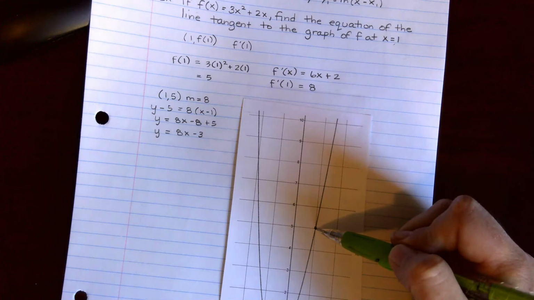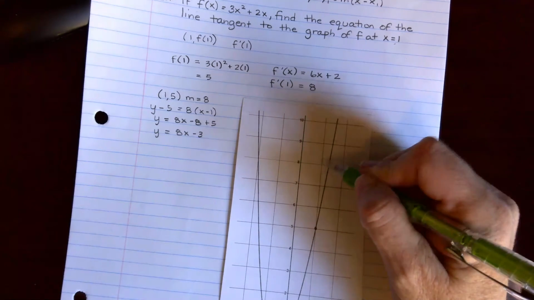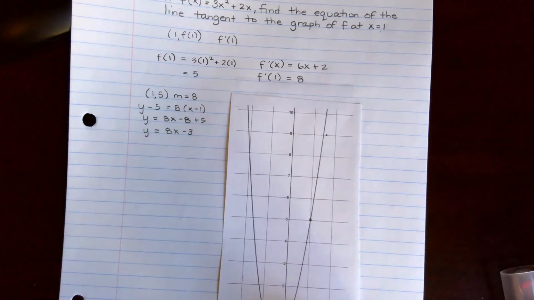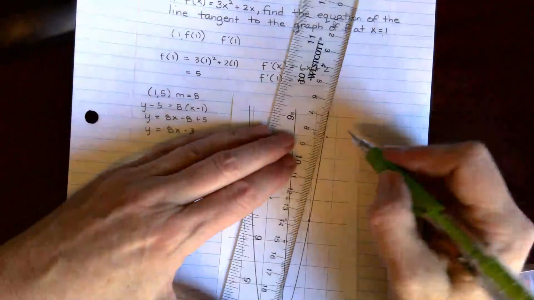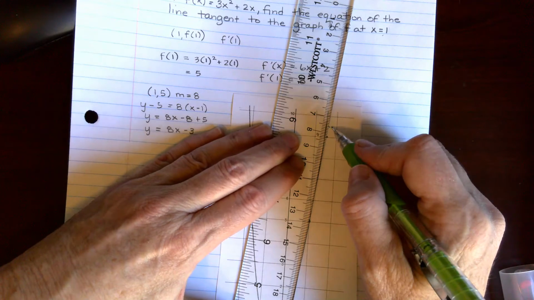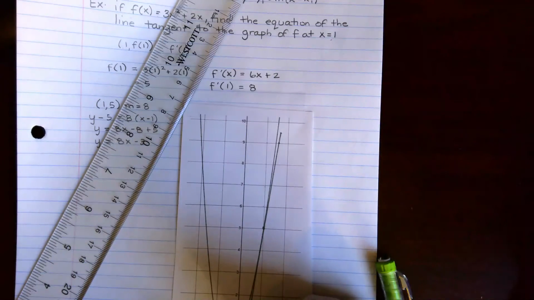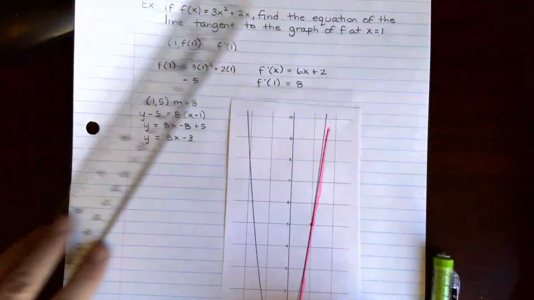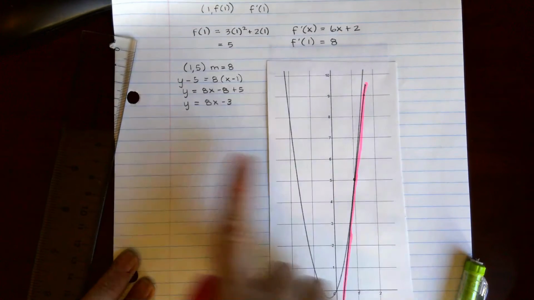How about up 4 over a half? 1, 2, 3, 4 over a half. We could do that, or we could just look at our equation here. Not very good, I didn't make this graph very long, but you get the general idea. So this line right there, kind of hard to see, that is the equation of the line that's tangent to the graph at x equals 1.